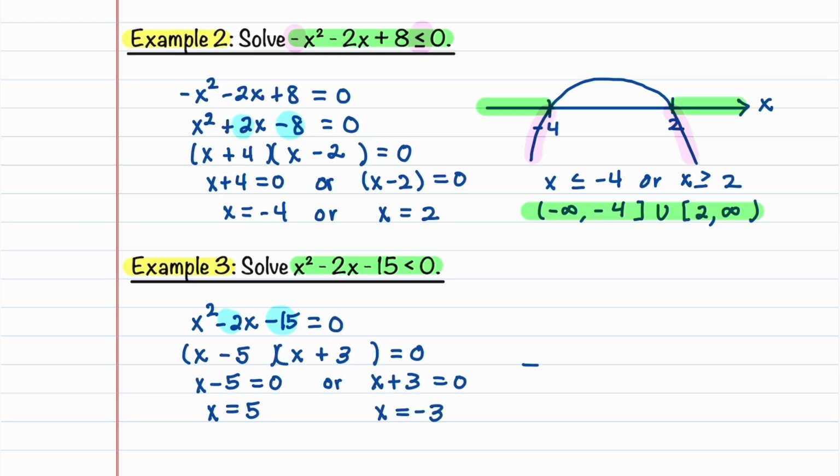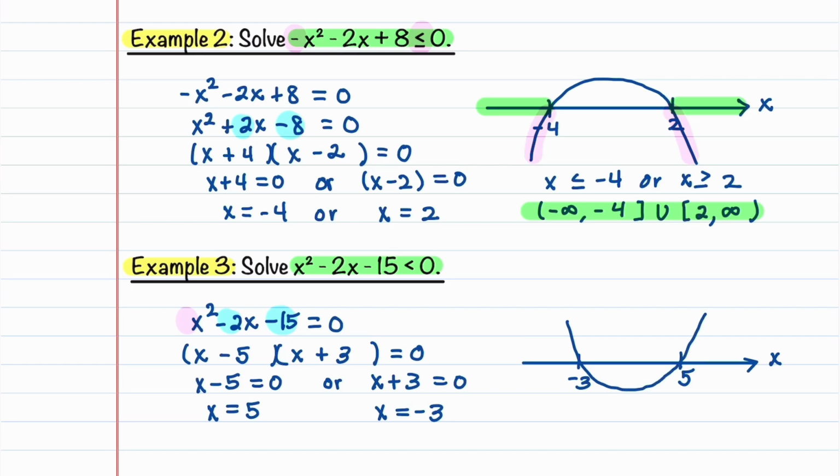Now let's go ahead and draw our number line. We'll label it with an x, and then we'll put our two roots down. We have a minus 3, and we have a 5. The constant multiplying x squared is equal to 1, and it's greater than 0, so we know our parabola opens upward, and we can go ahead and just sketch it.